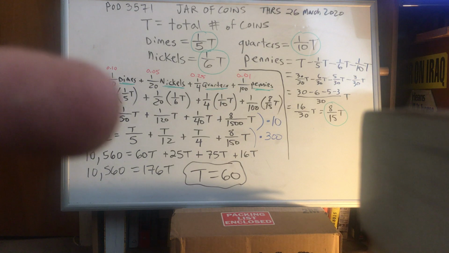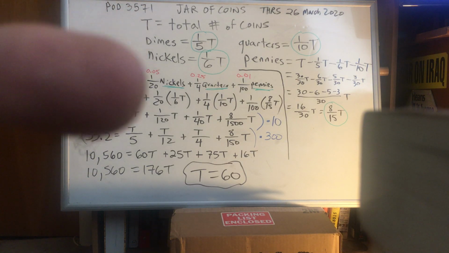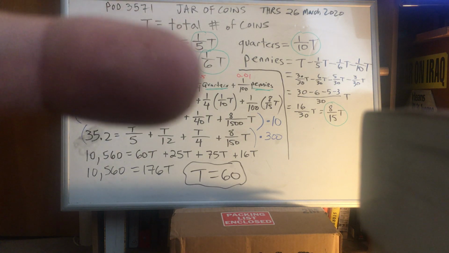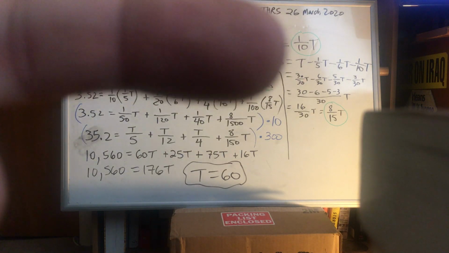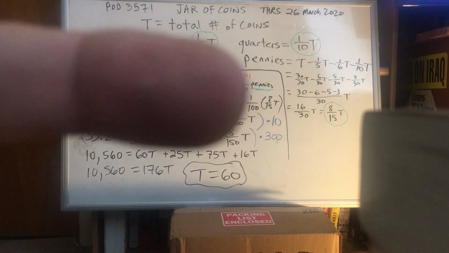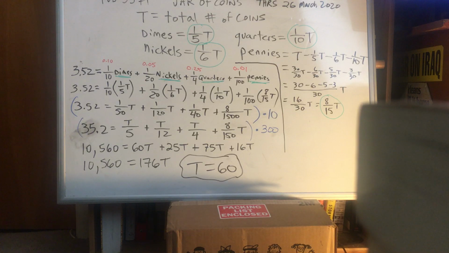So notice now I'm replacing dimes with 1/5 T, because that represents the number of coins. I'm replacing nickels with 1/6 T, because that represents the number of coins. I'm replacing quarters with 1/10 T, because that represents the number of coins. And then I'm replacing pennies with 8/15 T, because that represents the number of coins. I've got to spread it out here because my finger's too close to the camera. Okay, so now we got our equation.